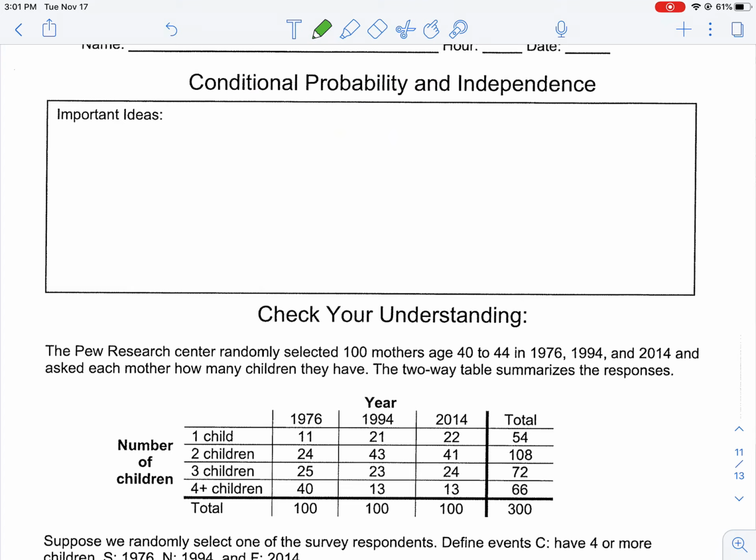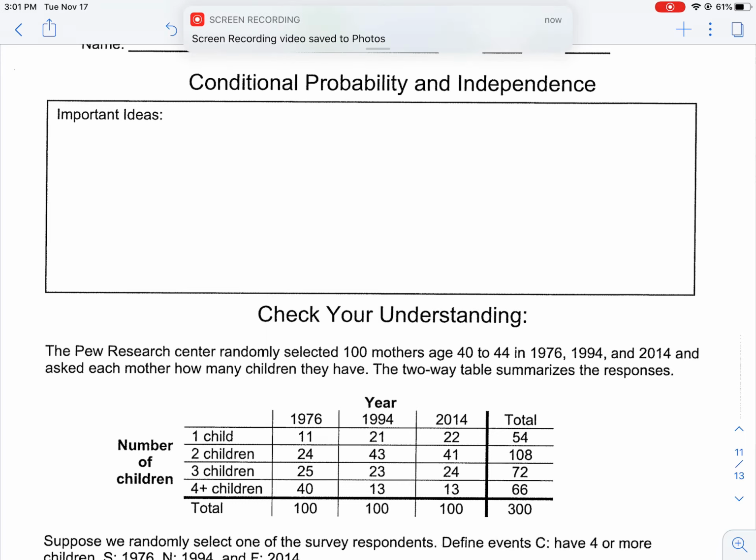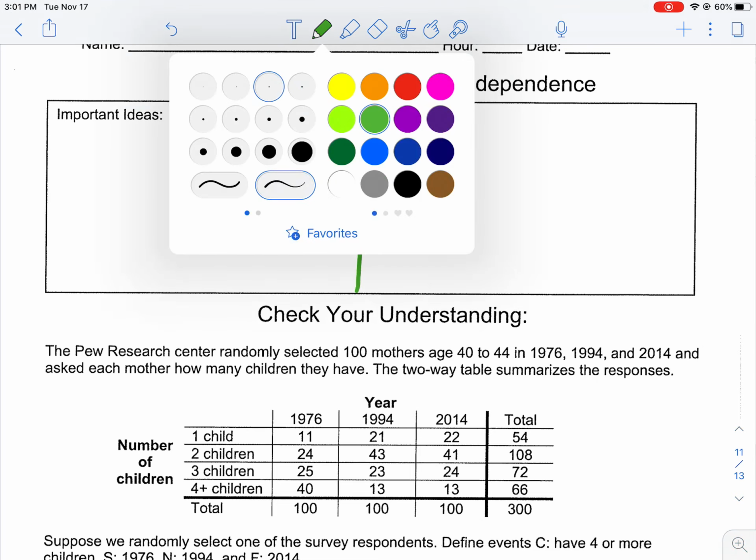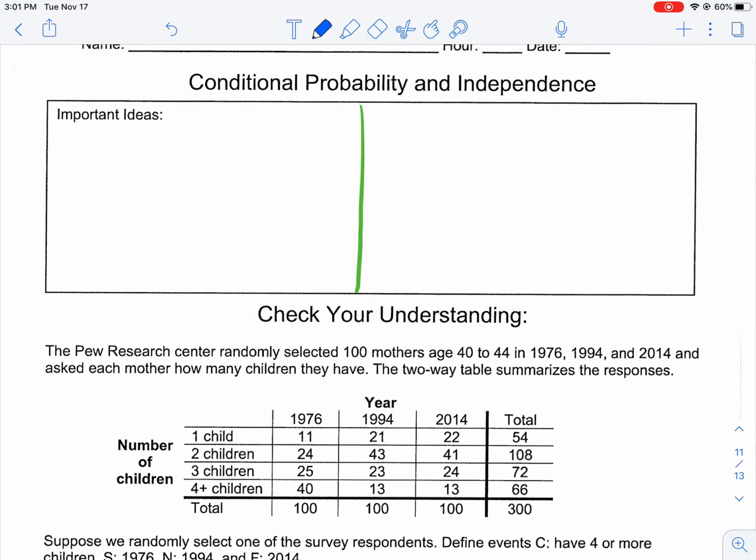So when we talk about conditional probability and independence, conditional probability is the probability that something happens given that something else happened. And so I'm going to divide this box in half. And let's go to work here. Conditional probability.